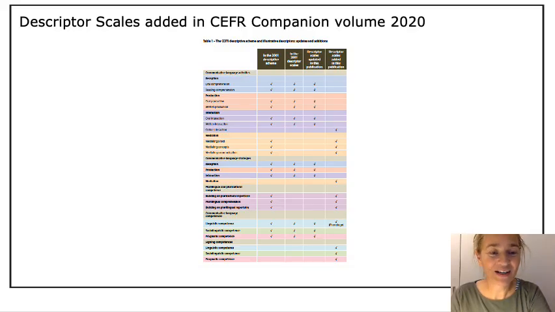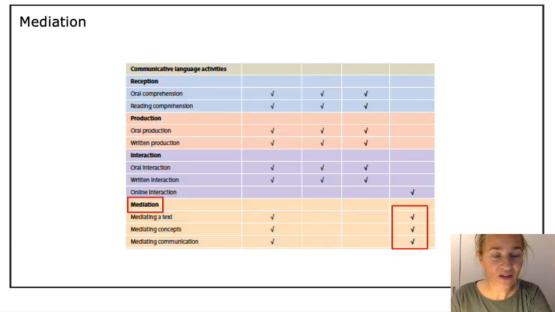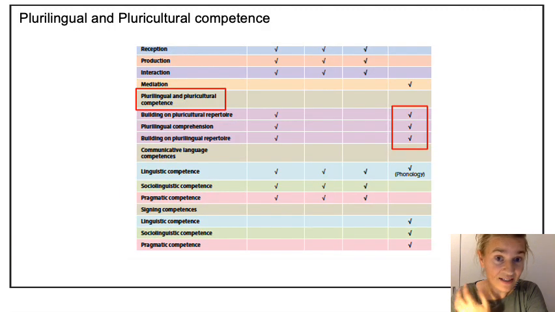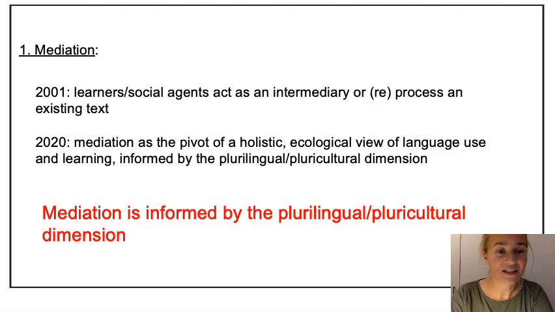So taking a look at the descriptor scales added in the CEFR Companion Volume 2020, we can see that there are two concepts, mediation and plurilingual competencies, that have been elaborated on. These are the two things that I would like to look at in a little bit more detail, so we can pick apart the concepts and take a look at where some things may have been taken for granted. So let's start by taking a look at the concept of mediation.